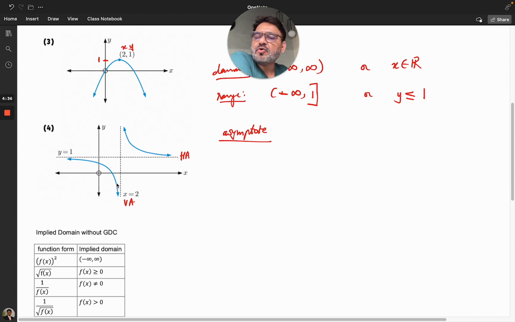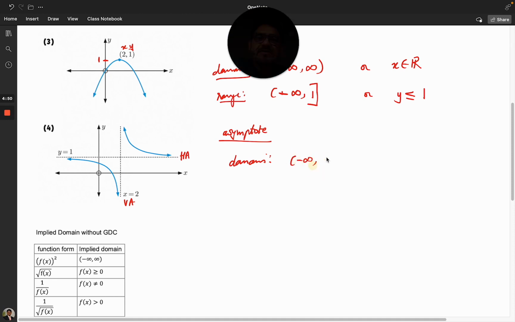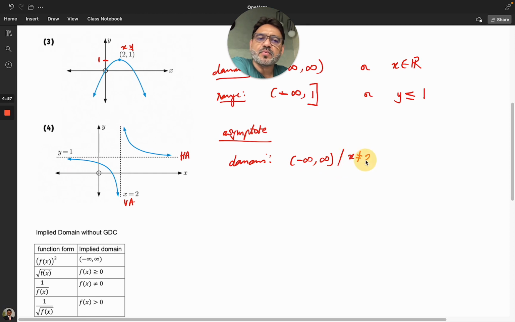So whenever you're writing the domain and range, the asymptotes are excluded. So when you're writing the domain, you have to think of the leftmost and the rightmost. So leftmost is -infinity, rightmost is +infinity. So you can say -infinity to +infinity, and x is not equal to 2. You exclude the vertical asymptote. It doesn't take this value. When x is 2, the function is not defined.